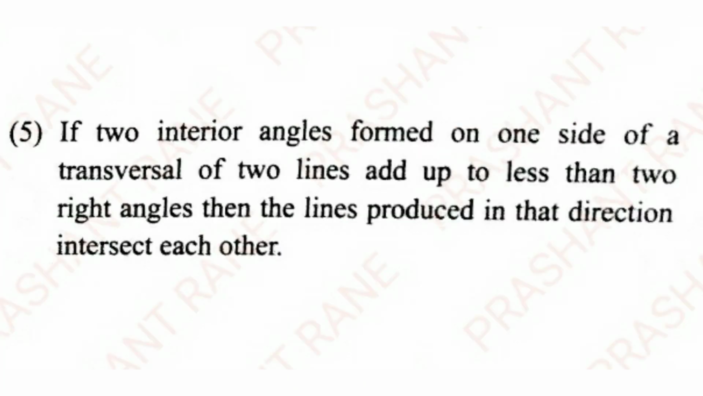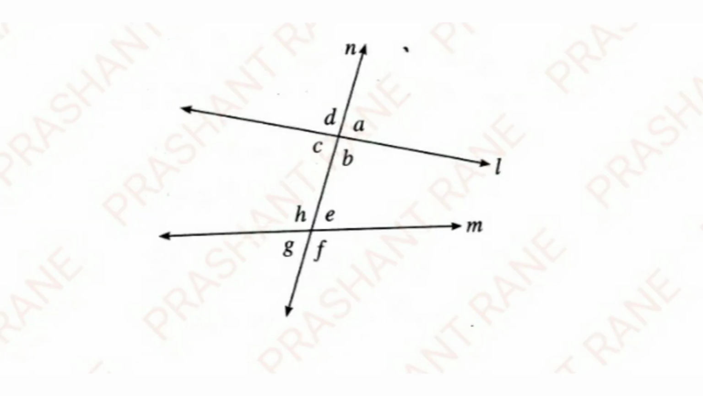Fifth one, if two interior angles formed on one side of a transversal of two lines add up to less than two right angles, then lines produced in that direction intersect each other. Look at the figure. Angle B and angle E are interior angles whose sum is less than two right angles, that is 180. So if we produce in that direction, line L and line M definitely intersect each other.